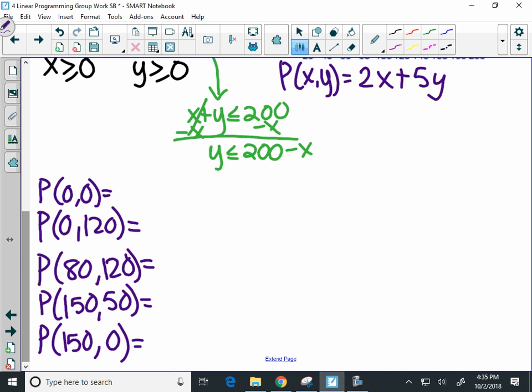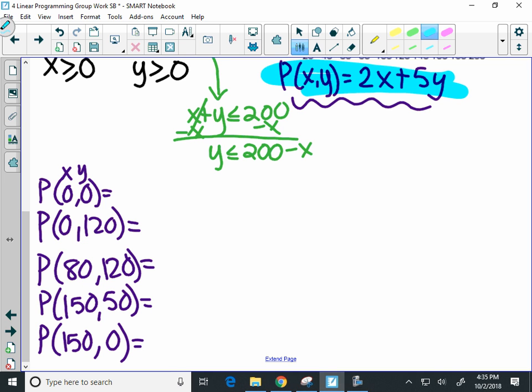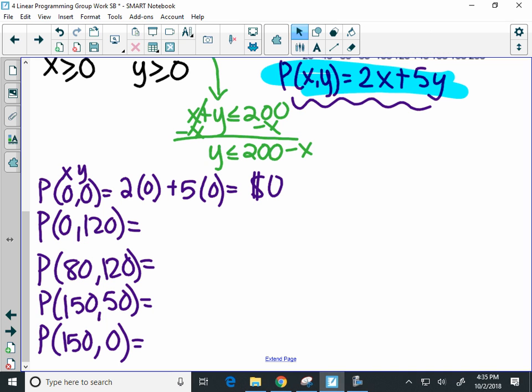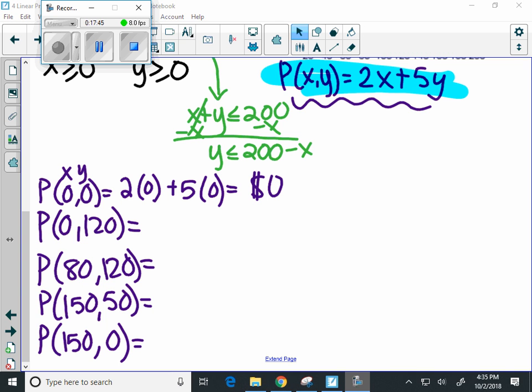What is the profit? So I'm going to give you a couple minutes. I want you to pause the video. I want you to put each of these x's and y's into your profit function, which I'll highlight up here so you can see it. So for the first one, you would do 2 times 0 for x plus 5 times 0 for y gives you a profit of $0. That makes sense. If you make 0 hats and 0 pairs of mittens, you should make no money. All right, so pause the video. I want you to find the other maximums on this problem.